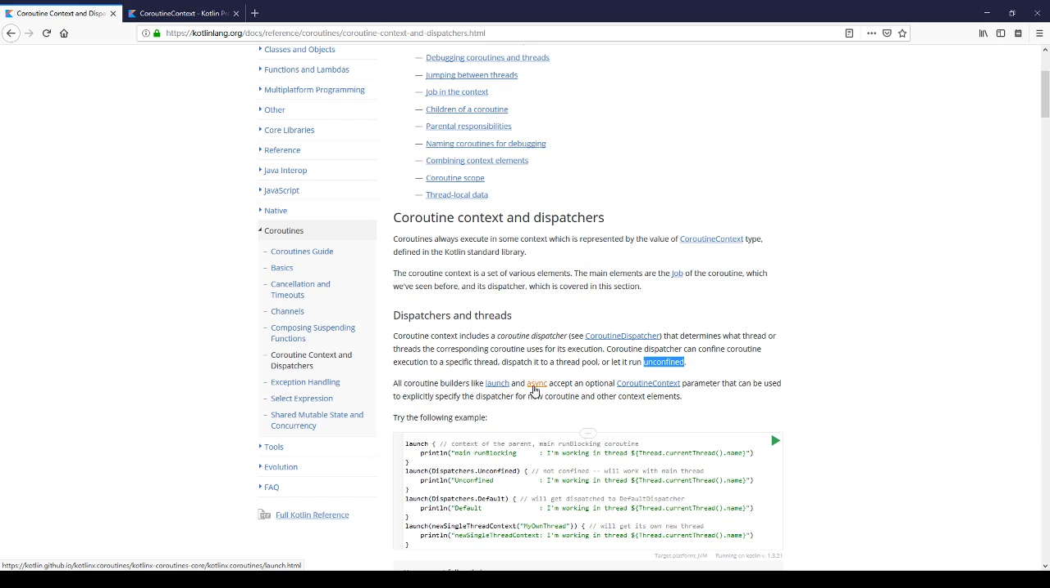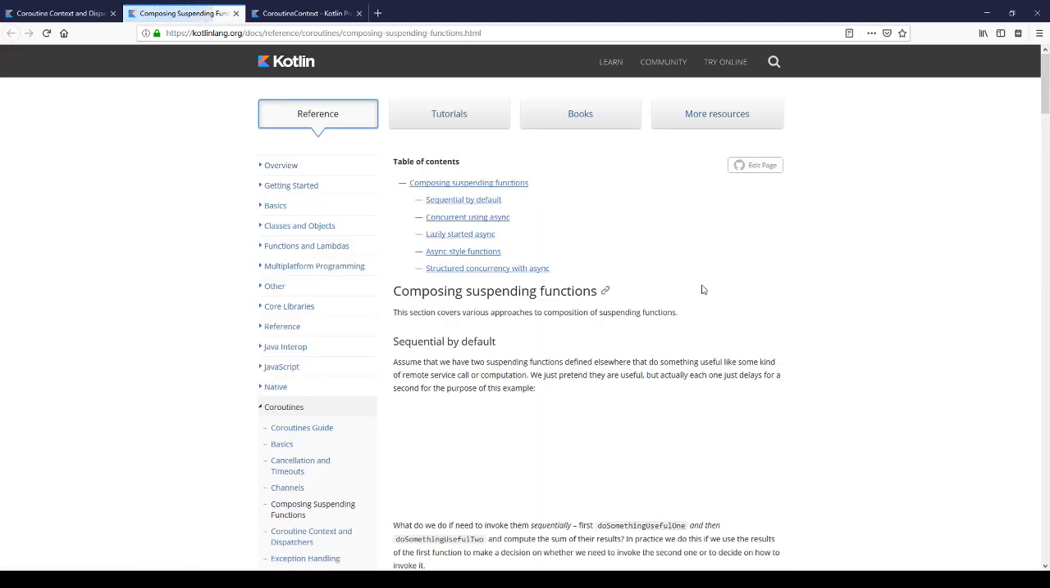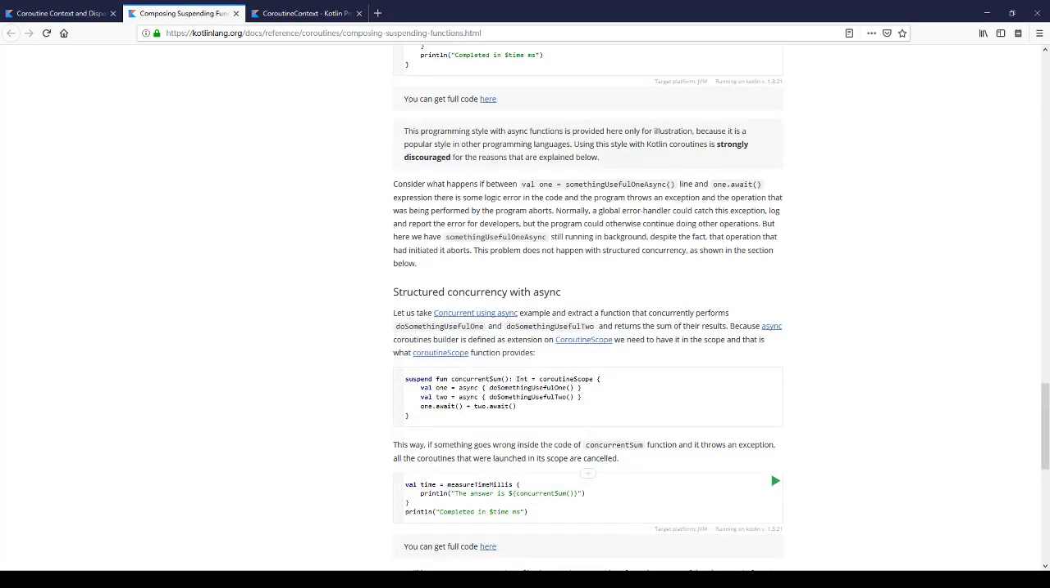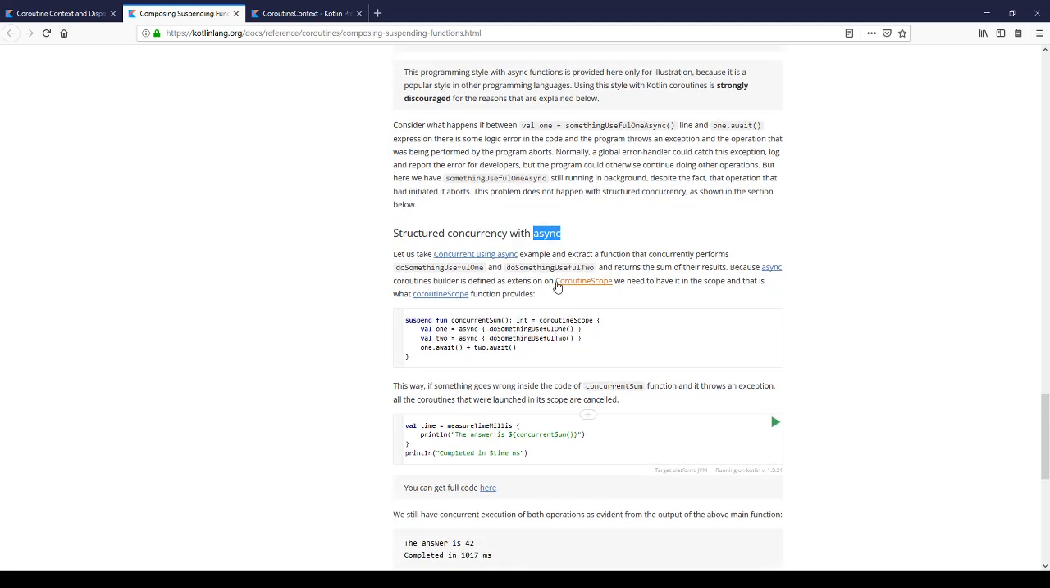Oh, coroutine builders like launch and async. Async itself is a coroutine builder. Can't quite remember, let's review it for a while. So, async. Is there anyone doing? Nope. Async. So, coroutine using async sample and so on. Async is a coroutine builder, defined as an extension on CoroutineScope. Wait, this is... okay, yep, this is what I'm looking for.